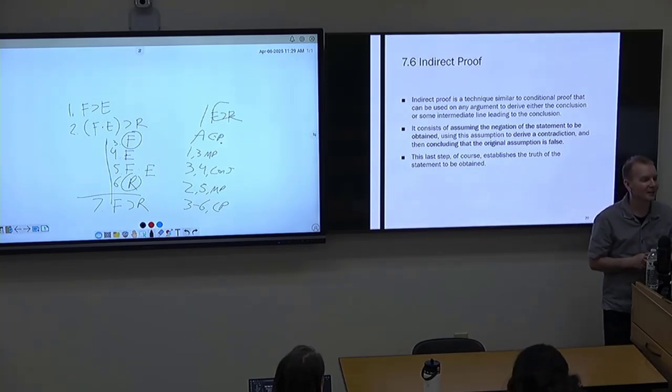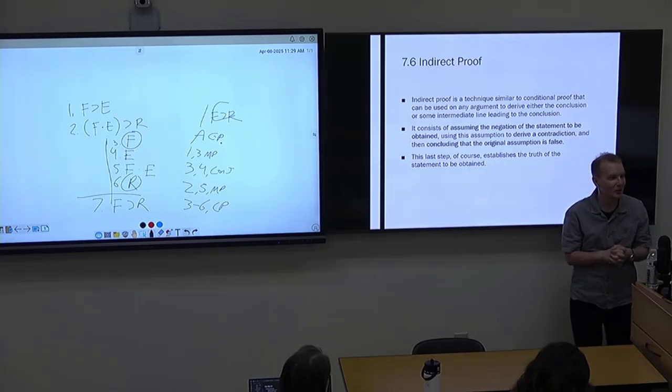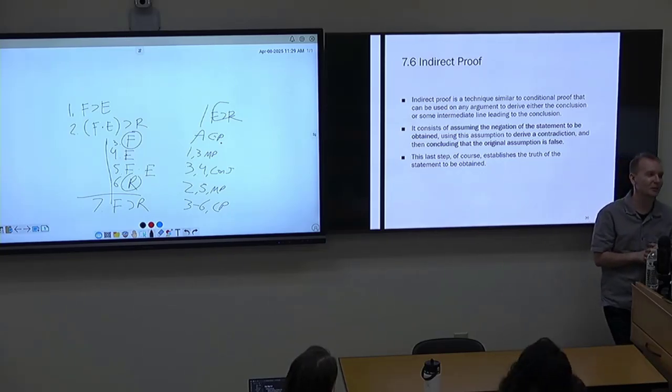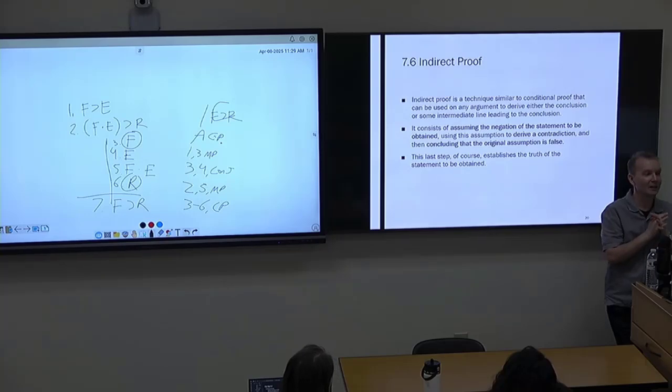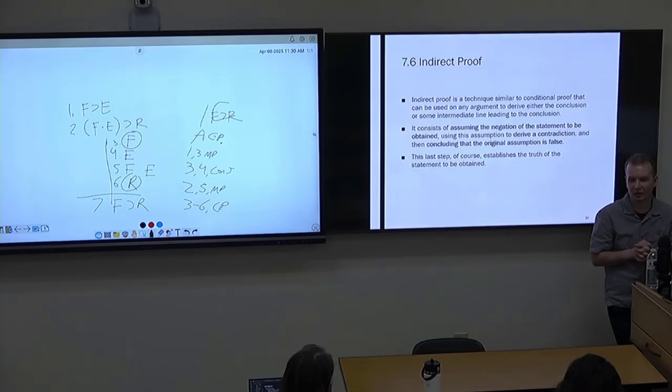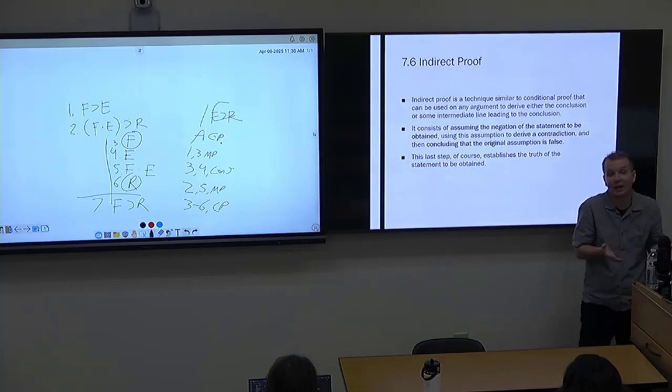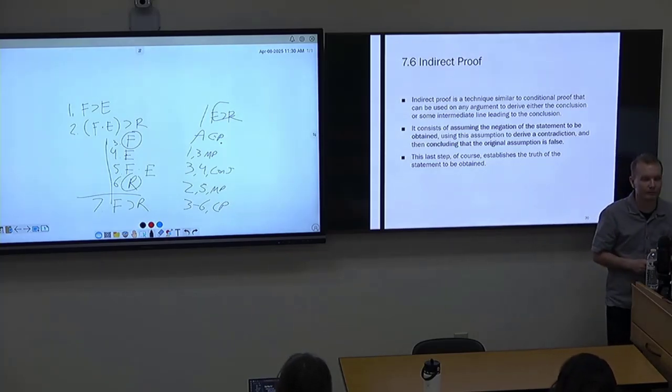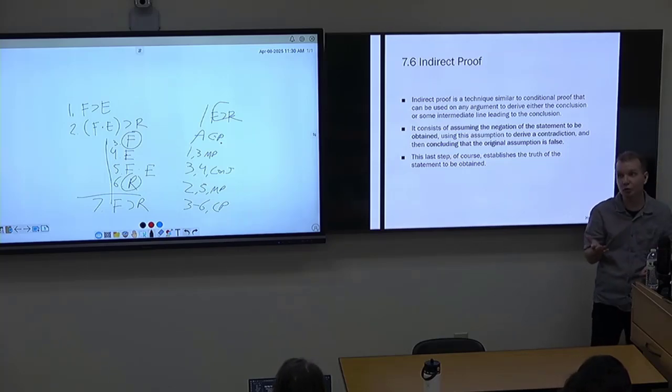Indirect proof is a technique similar to conditional proof that can be used on any argument to derive either the conclusion or some intermediate line leading to the conclusion. It consists of assuming the negation of the statement to be obtained, and then you show that it leads to a contradiction. Since the negation leads to a contradiction, that proves the statement cannot be false.